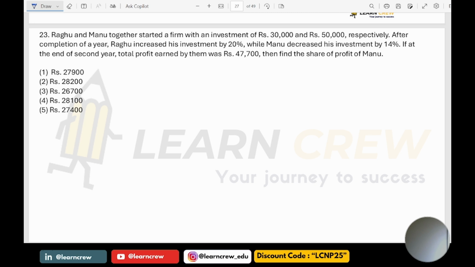So here, what is the total investment of Raghu? First it is 30,000, then increased by 20%, which means 36,000. What is the total investment of Manu? First it is 50,000, then reduced by 14%, which is 43,000. Thereby, total investments of Raghu and Manu are 66,000 and 93,000, which is the ratio 22 to 31.